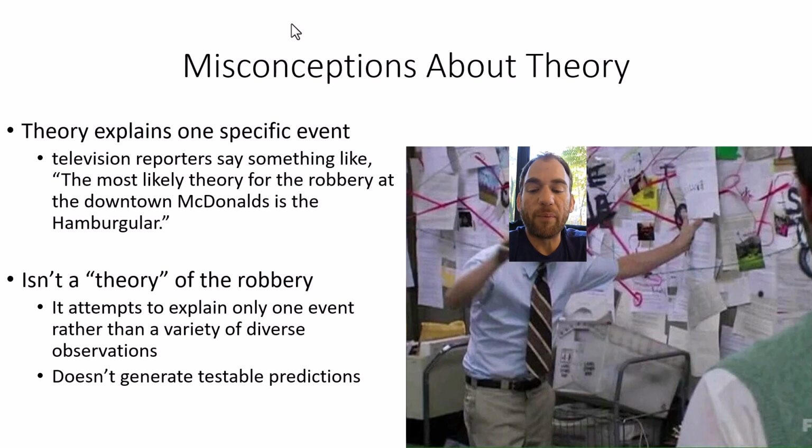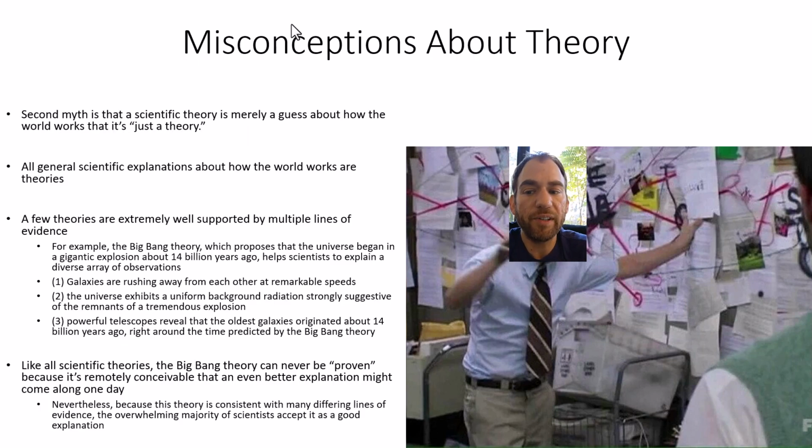Also, in this little robbery situation with McDonald's, the use of theory here does not generate testable predictions. And that's one of the main purposes of theory: it produces testable predictions that you can then conduct experiments on and find evidence that either supports your theory or challenges your theory. Continuing on with other misconceptions about theory.